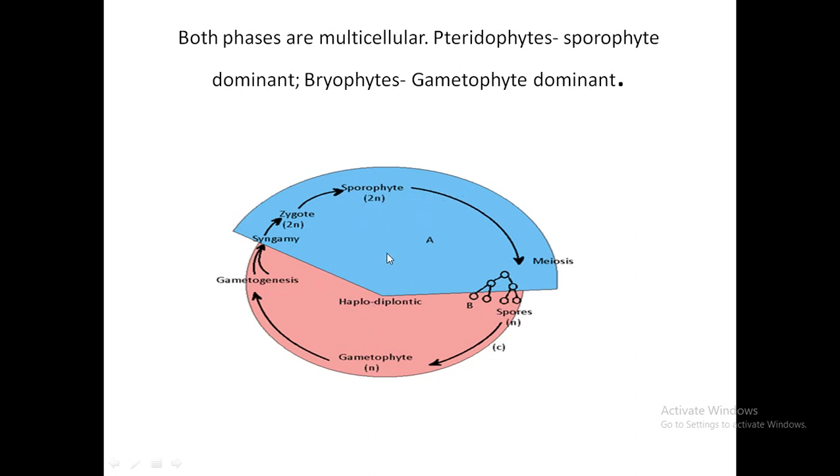Such a life cycle is exhibited by bryophytes and pteridophytes. These two groups of plants exhibit haplodiploid type of life cycle. But in pteridophytes, sporophyte is dominant, whereas in bryophytes, gametophyte is dominant. So in pteridophytes, sporophyte is dominant and gametophyte is dependent on sporophyte. And in bryophytes, gametophyte is dominant and sporophyte is dependent on the gametophyte.